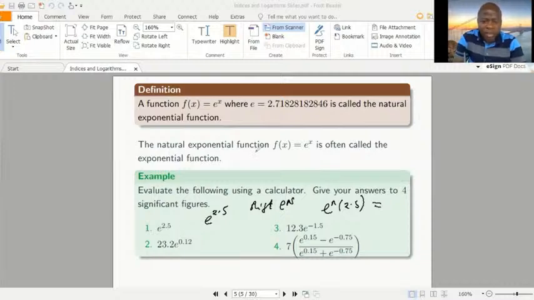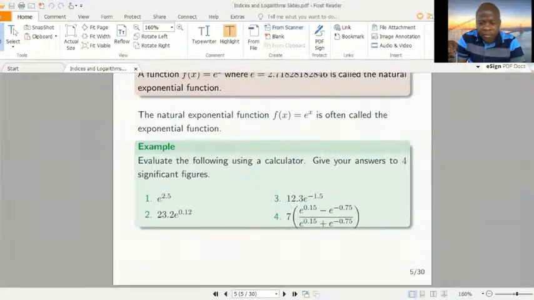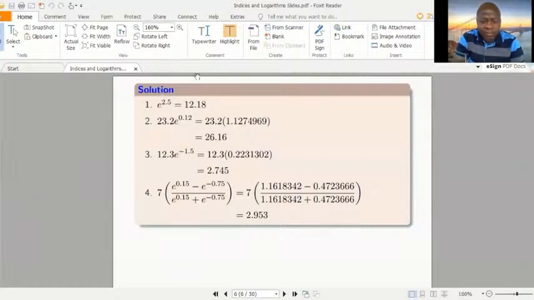So for these ones I just want us to use the calculators. There's nothing much here. Just go to your calculator and press these things. I'll also be using my calculator so that we compare the answers. Now understand your calculator. So press e raised to 2.5 and see what you get. I'm getting 12.18.